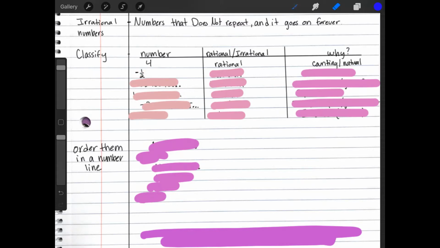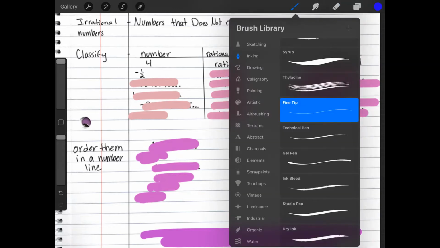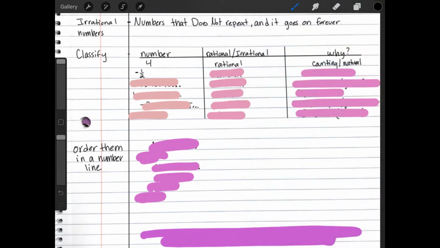Negative a half. Negative a half, I know that's the same as negative 0.5, right? So it stops. There's no repetition, but it stops. So I know it's going to be a rational number. And why? It's because it stops. It does end. Okay.